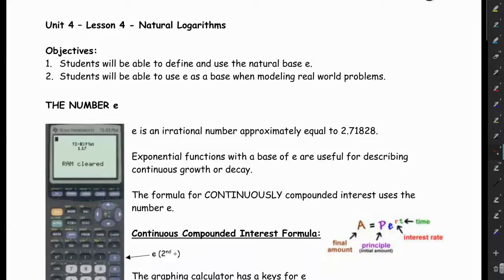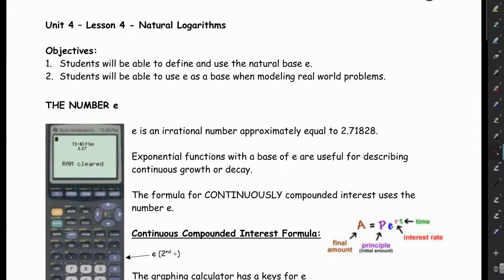Hi everyone, today we're looking at natural logarithms. And natural logarithm means that we have a log base e. E is an irrational number approximately equal to 2.71828. Exponential functions with a base of e are useful for describing continuous growth or decay.